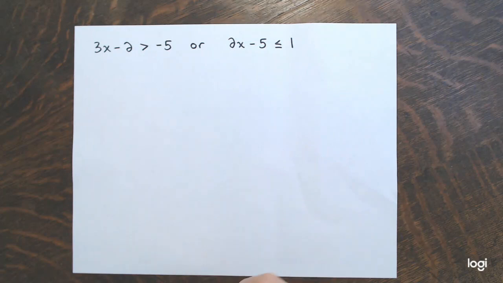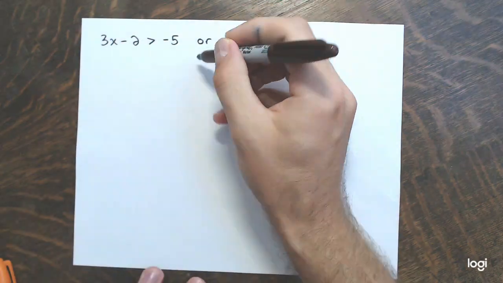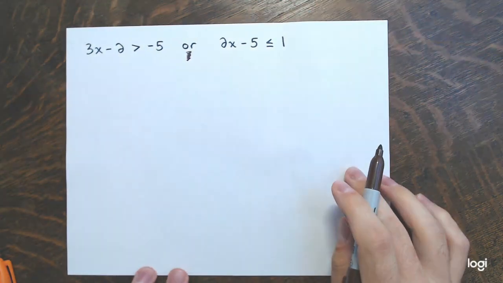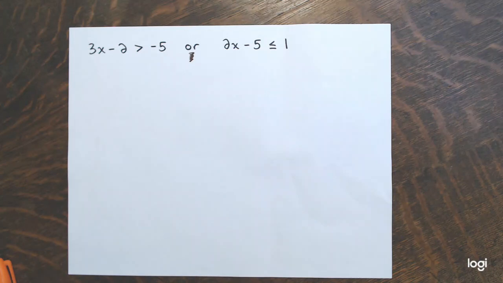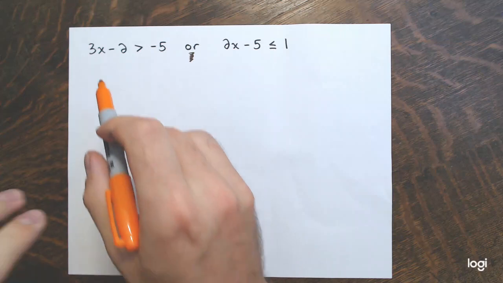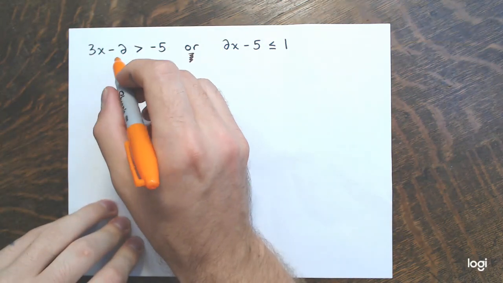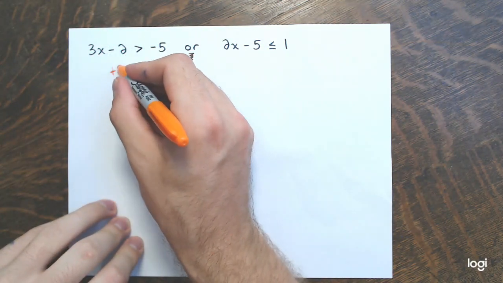Alright, so I got another one here. So 3x minus 2 is greater than negative 5, or, again, I see the word or, the word or will be in there throughout, and we'll be taking the union of two sets. Or 2x minus 5 is less than or equal to 1. Alright, so same thing every time. I solve each one separately, so this one left in orange again. I'm going to add 2 to both sides.